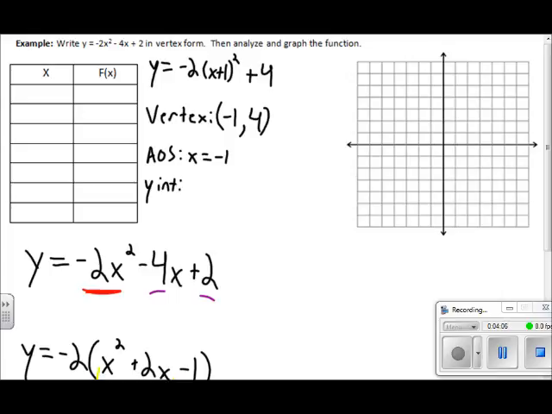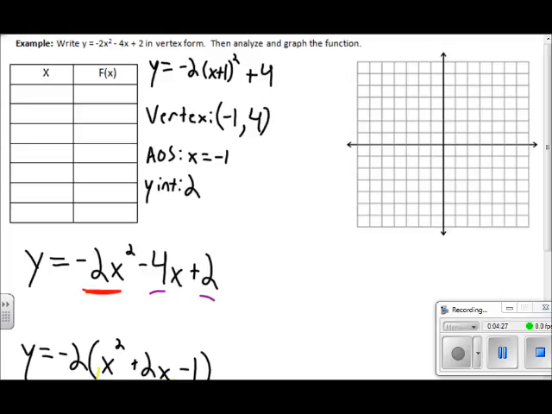Y-intercept, we could either plug 0 into this function, or we can look back at our original and notice that it's just 2. So both are viable options. So now we have our vertex, axis of symmetry, and our y-intercept. Now we need to make our table.